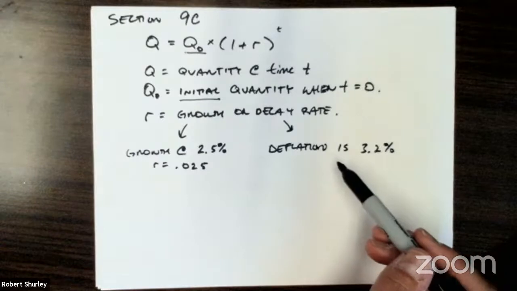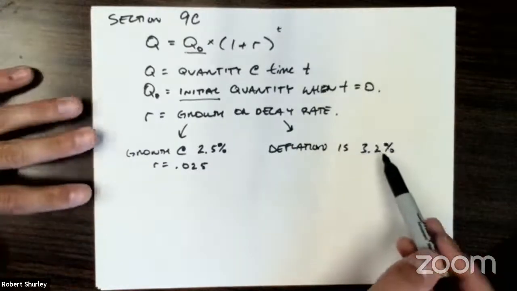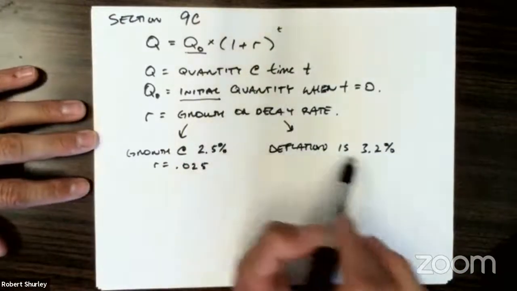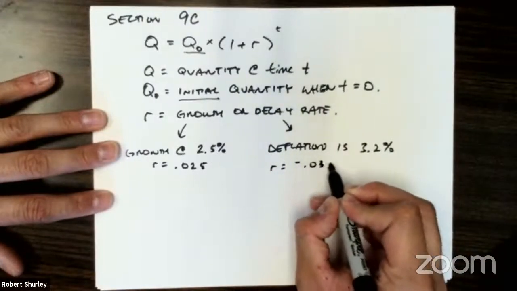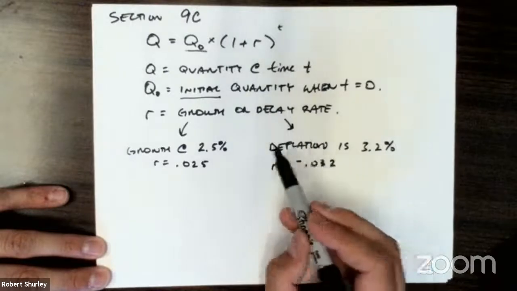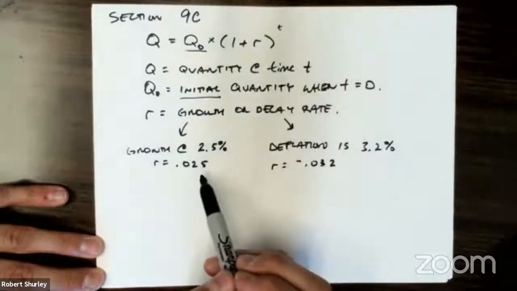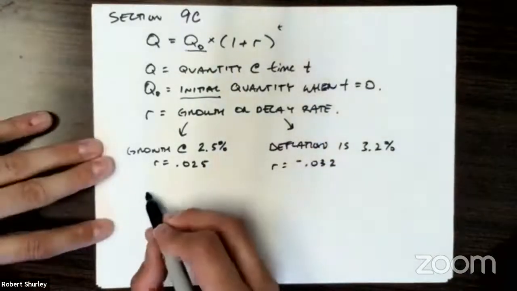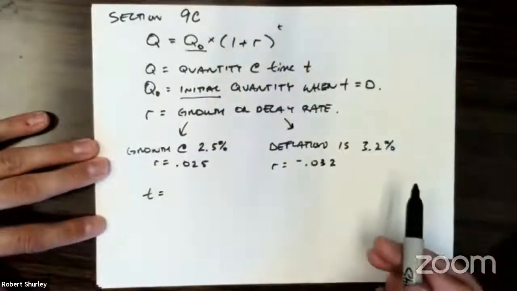So generally it's around 3. Typically it's under 3, but let's say it's 3.2%. Well, for our formula, since it's decaying, it's deflating, R would be negative, negative 0.032. Because it's a decay rate, it's going to go negative R into the formula. If it's a growth rate, it's going to be a positive R. And T, of course, equals the time, the time of the modeling.